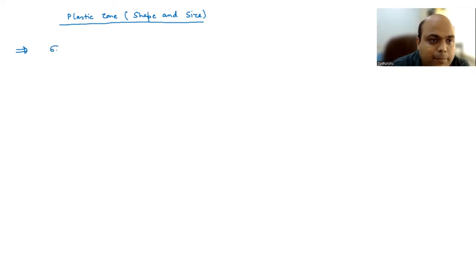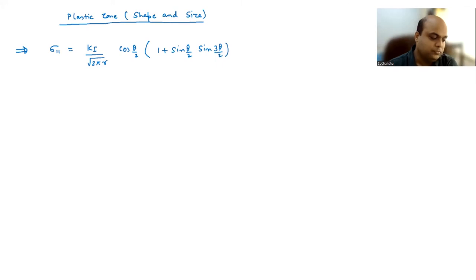So if you remember, sigma 11 we had derived to be K1 over root over 2 pi r. Now I am talking about mode 1, that's why I am using K1. Then cos theta by 2, and so on. Okay, so this is what we have for sigma 11. Again, the direction is 1, 1, 2. Okay, now let's talk about first the plane stress condition.